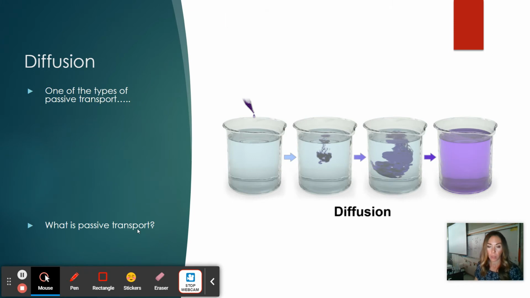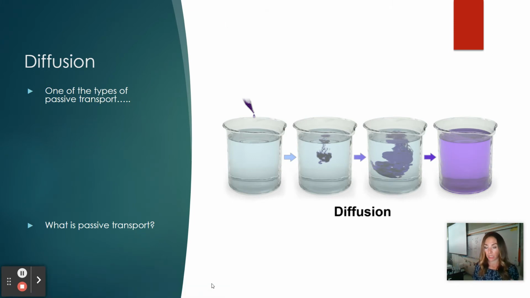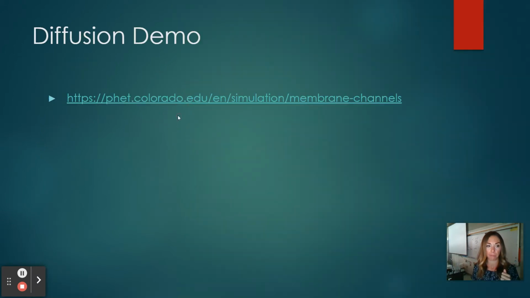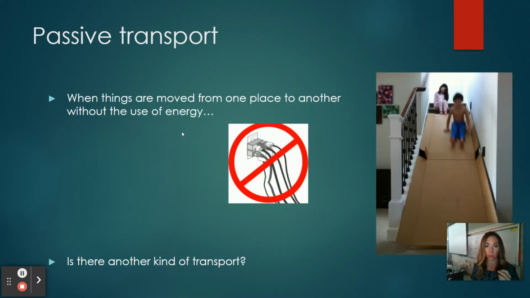All right, so let's go back to active transport. Active transport is when I'm going against a concentration gradient, so I'm going to need energy. There's energy needed to get things across a membrane. Okay, that's the demo I just showed you.